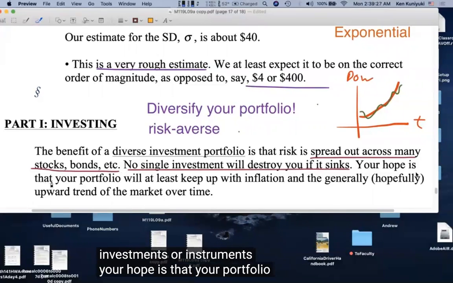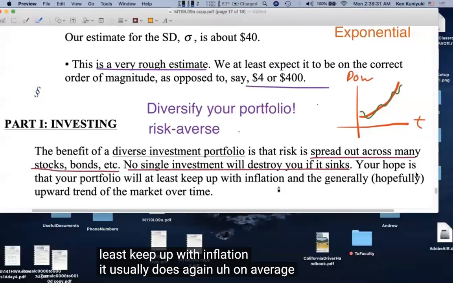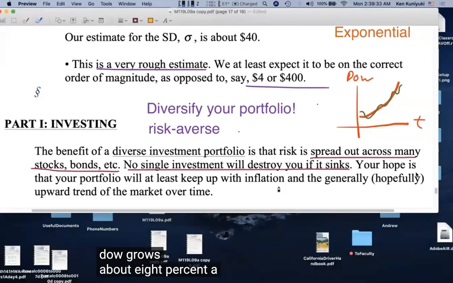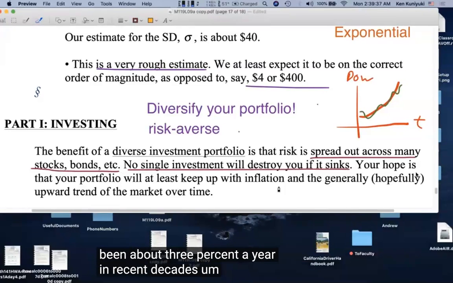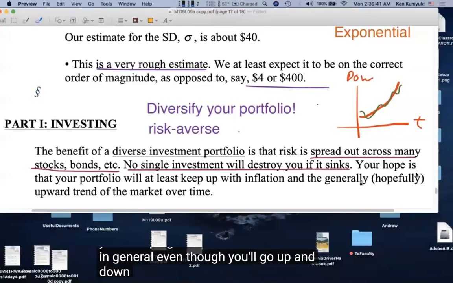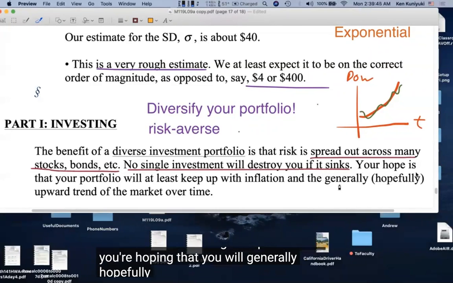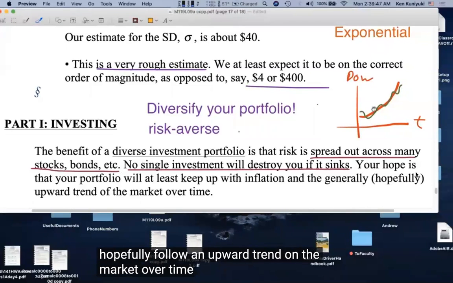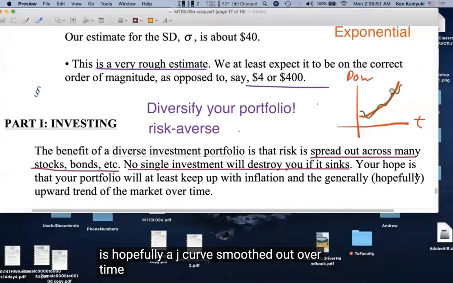Your hope is that your portfolio will at least keep up with inflation. It usually does. Again, on average, the Dow grows about 8% a year. Inflation has been about 3% a year in recent decades. And you're hoping that in general, even though you'll go up and down and the market goes up and down, you will generally follow an upward trend of the market over time, which is hopefully a J curve smoothed out over time.